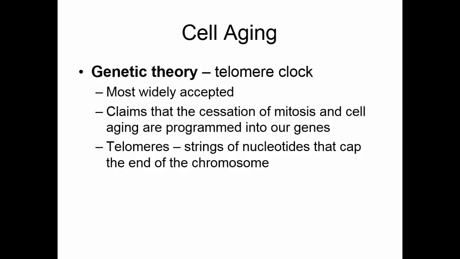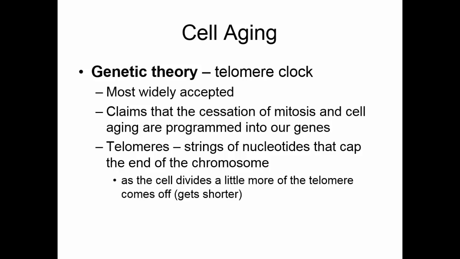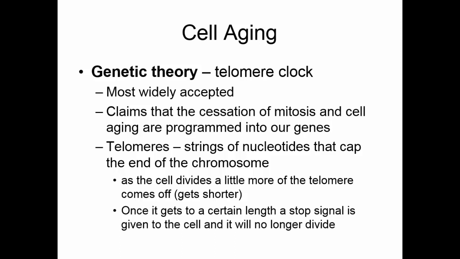If we lose little bits of our telomere, it doesn't really affect how the DNA works. But as cells divide, a little more of the telomere comes off and the chromosome gets shorter and shorter. Once the chromosome gets to a certain length, once it gets to a certain shortness, then there is a stop signal and the cell will no longer divide. If we can't replace damaged cells, then we're going to show aging.